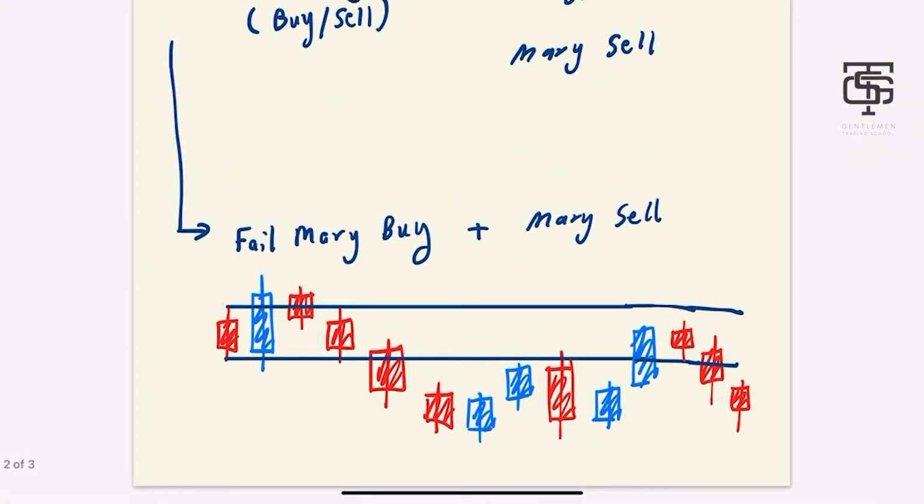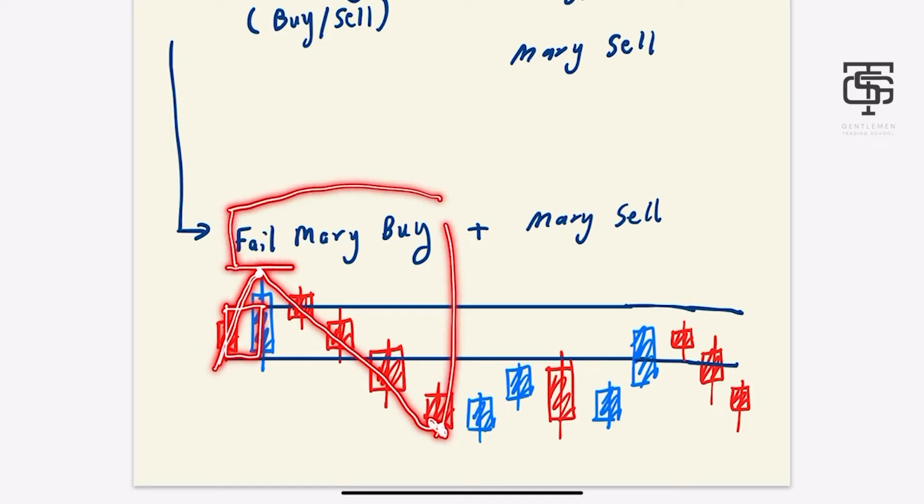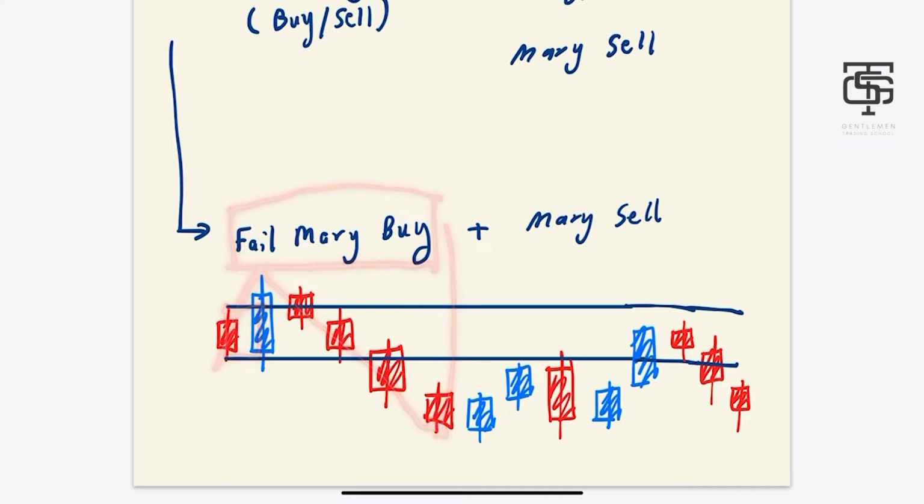First thing that we're going to start off with today is looking at fail marry buy. So to understand what a fail marry buy is, you need to know what a marry buy is first. In this case, we have identified this as our marry buy. Price went all the way up and price retraced all the way down. When this happens, we have identified our first zone called the fail marry buy.